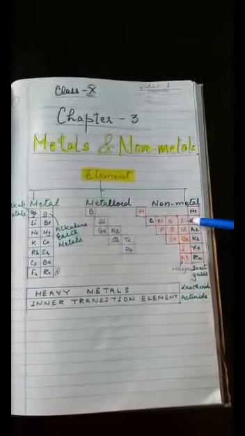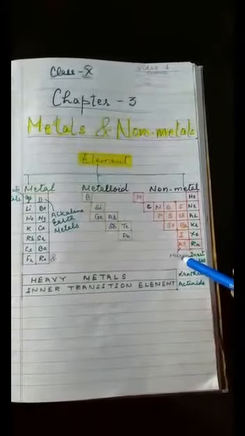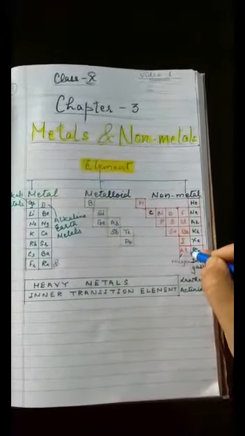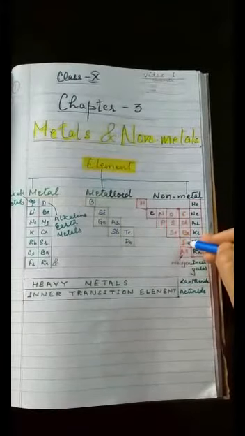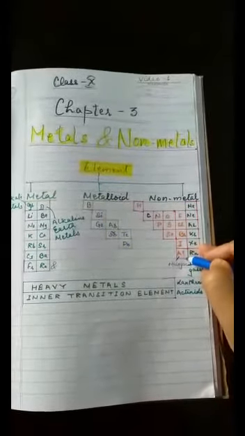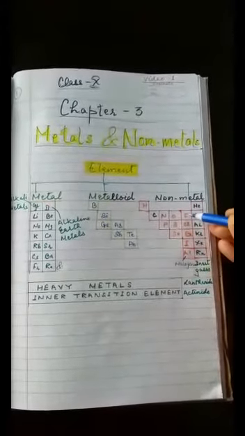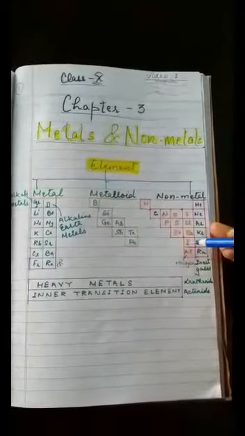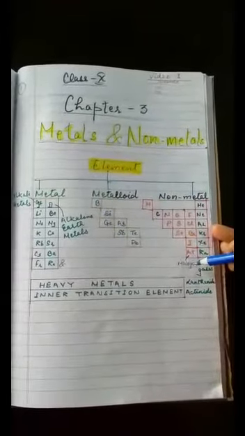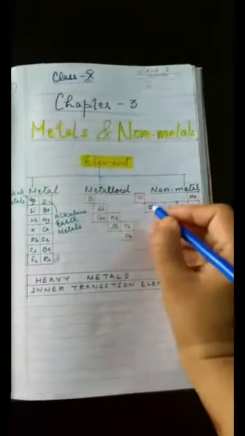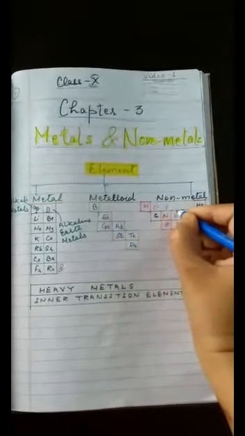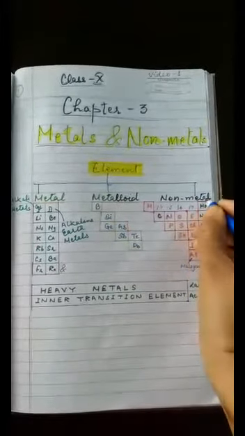Next is group 17 elements, which are called halogens: fluorine, chlorine, bromine, iodine and astatine. Astatine is a radioactive element, so we usually discuss fluorine, chlorine, bromine and iodine as halogens. These are salt forming elements, so they are called halogens. Next is group 16. This is group 14, this is 15, this is 16, this is 17 and this is group 18.